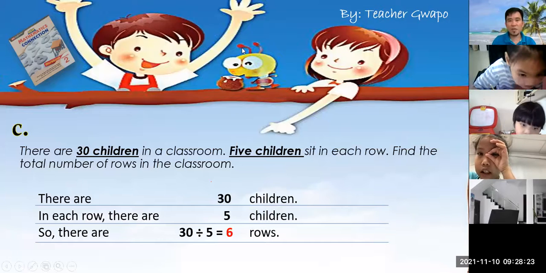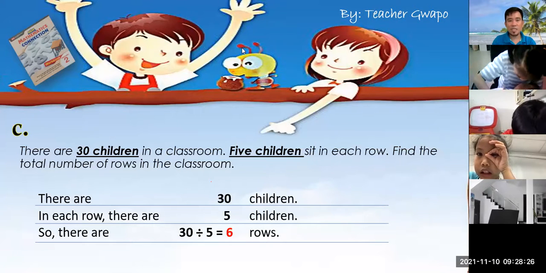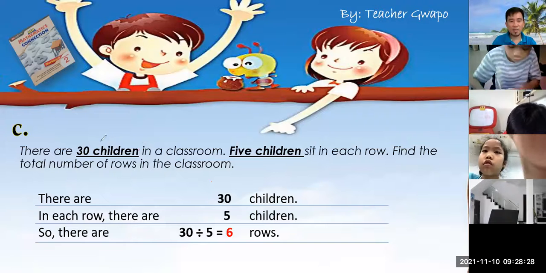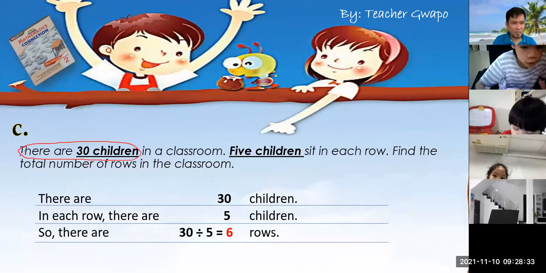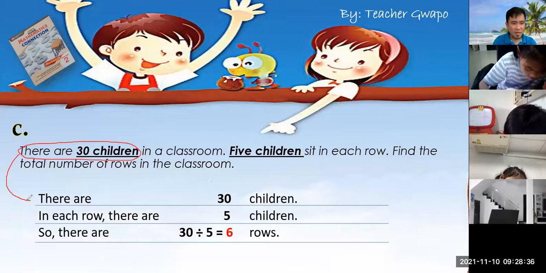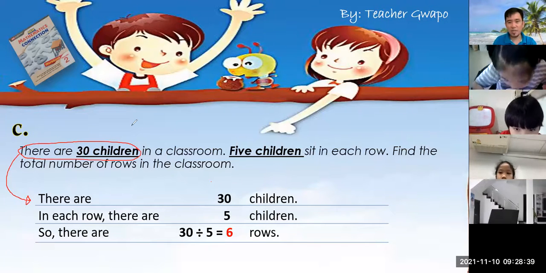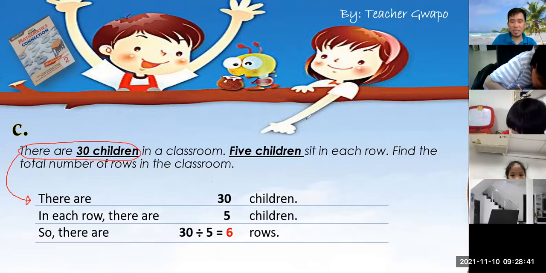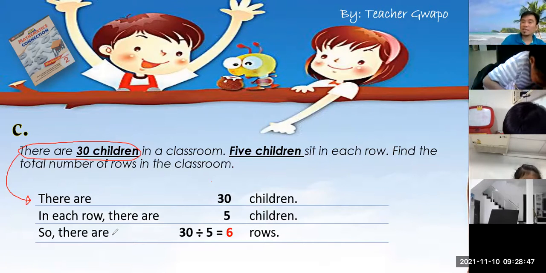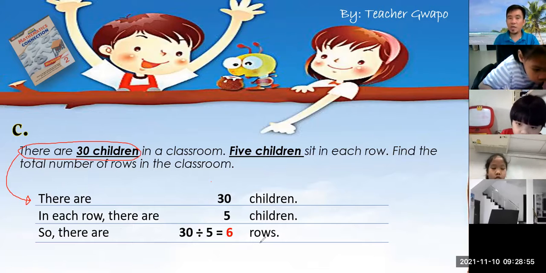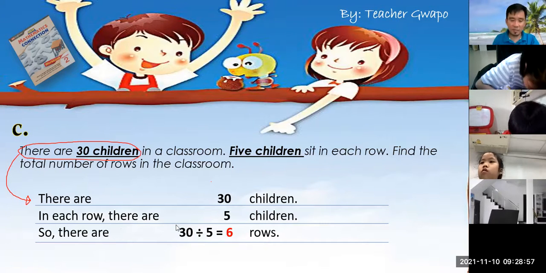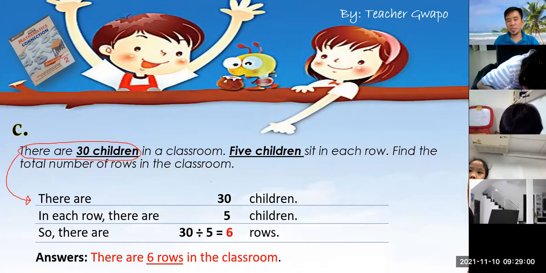We write here, there are 30 children. Again, we just copy this sentence. There are 30 children. And then we write it here in the first line. Then 5 children sit in each row, or in each row, there are 5 children. So there are 30 divided by 5, so it's equal to 6 rows. So therefore, the answer here is there are 6 rows in the classroom.